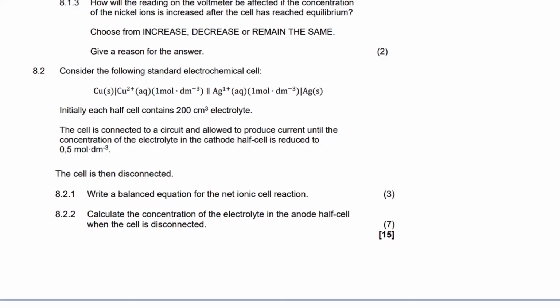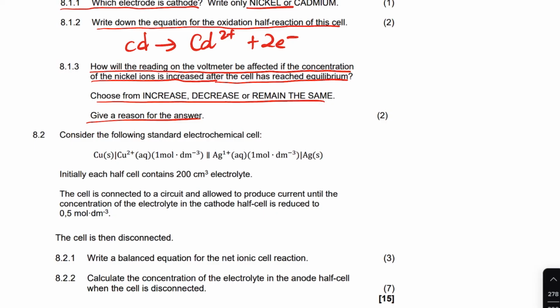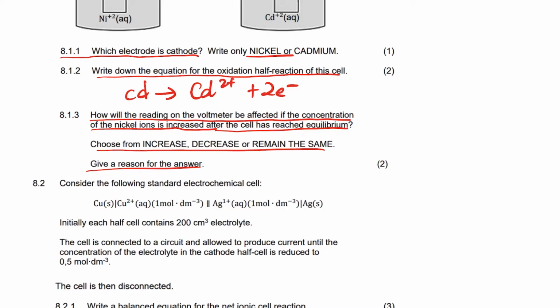Now in 8.1.3 it says how will the reading on the voltmeter be affected if the concentration of nickel ions is increased after the cell has reached equilibrium? Choose increase, decrease or remain the same. Give a reason for your answer. What is best to do is to write the net ionic equation. So it's going to be Ni2+ plus Cd goes to Cd2+ plus Ni.